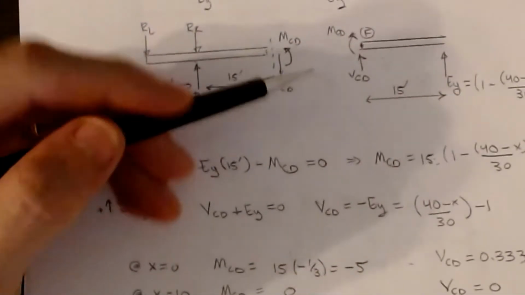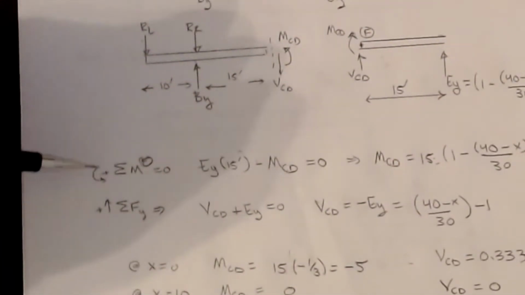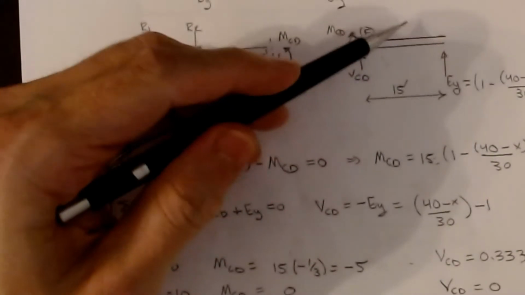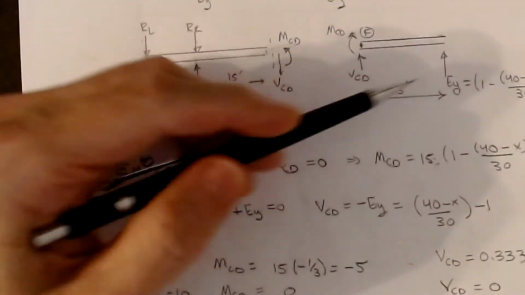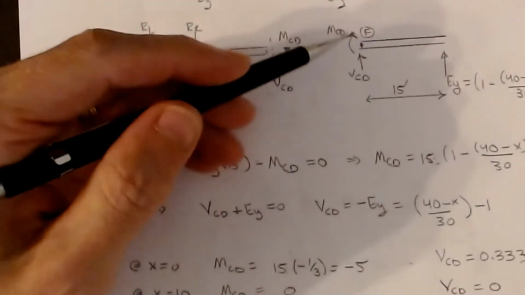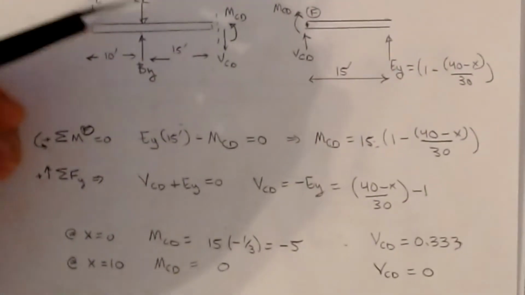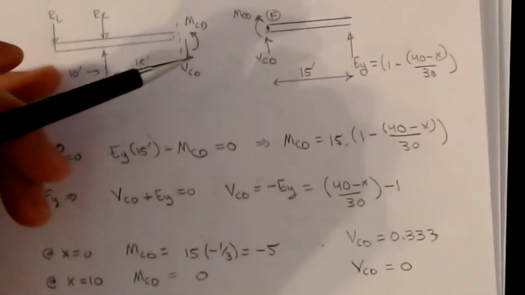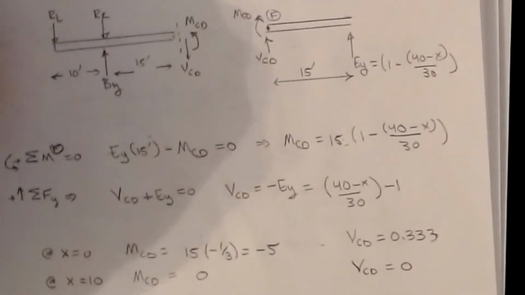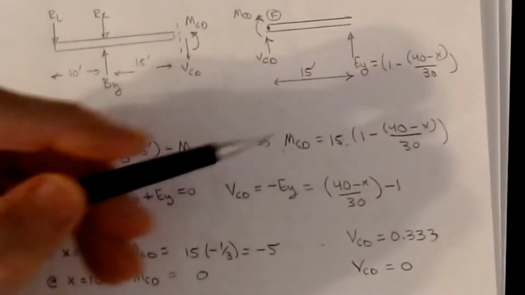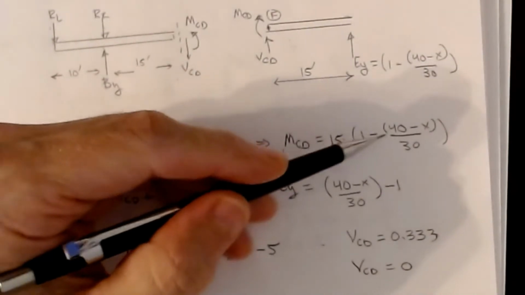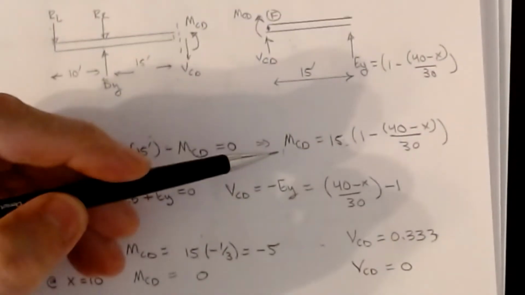All right, so off of this equation, if I go sum of moments counterclockwise positive, EY is a counterclockwise moment, so it's EY times 15 minus MCD, and then VCD is times 0, so we won't even write that in the equation. If I write that, then the equation for the moment on this interval of 0 less than X less than 10 is given here. It's 15 times (1 minus (40 minus X) over 30), and that's our value for MCD.